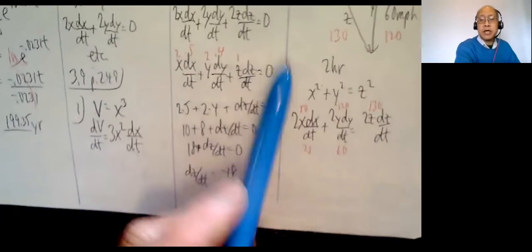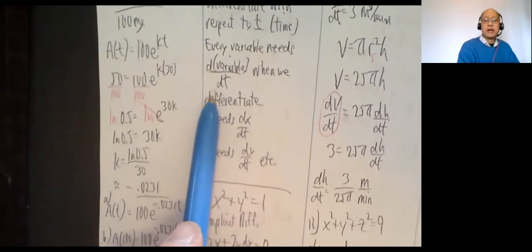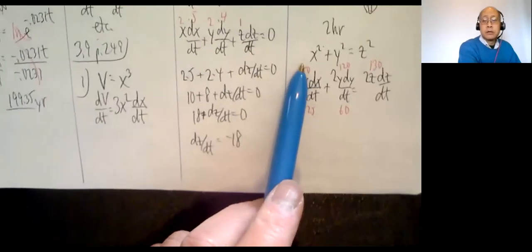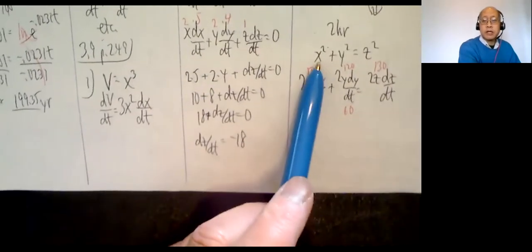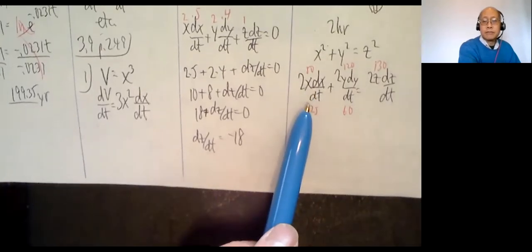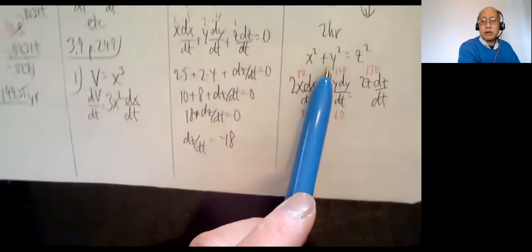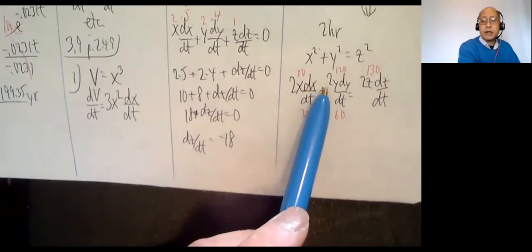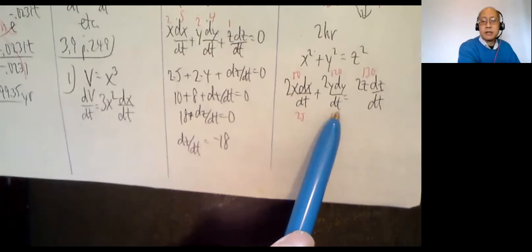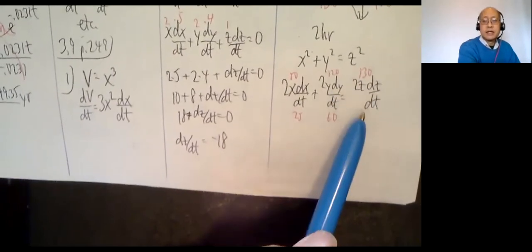Okay, so here's the setup. Please notice this principle over here: every variable needs a d variable dt. We've already sort of done this. So what's the derivative of x squared? 2x dx dt, plus the derivative of y squared, 2y dy dt, equals 2z dz dt.